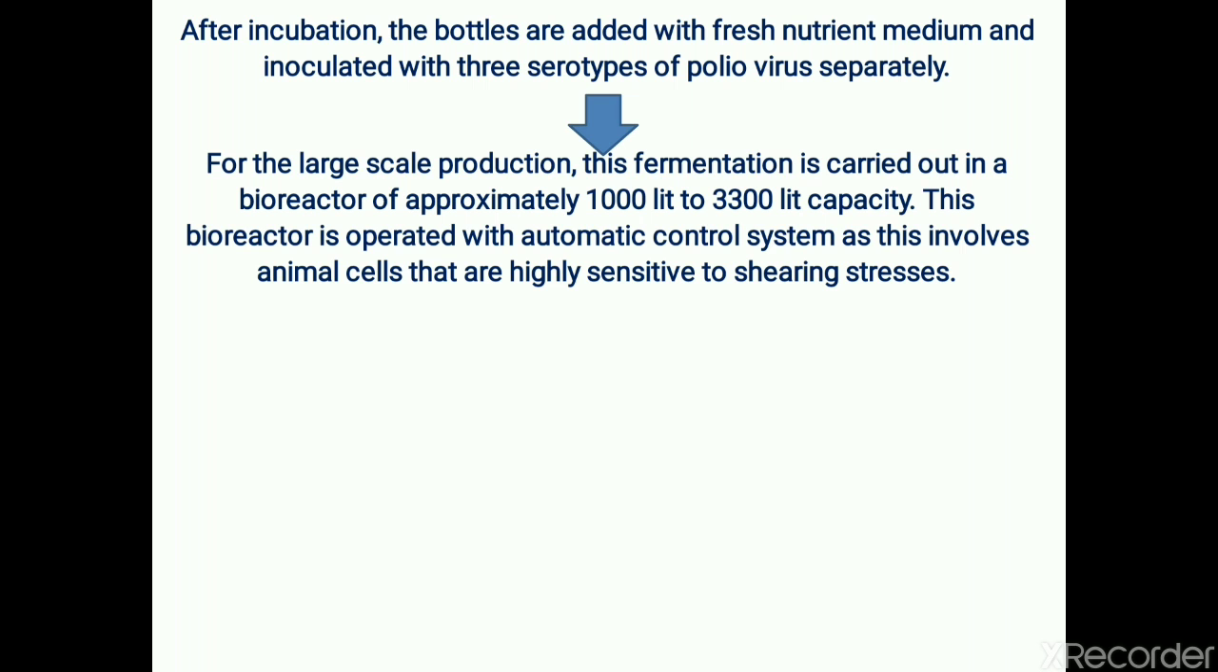This fermentation is an example of animal cell fermentation and the typical feature of this fermentation is its sensitivity towards shearing conditions. The simple reason behind that is that animal cells don't have a cell wall and that's why they are highly sensitive to shearing conditions.